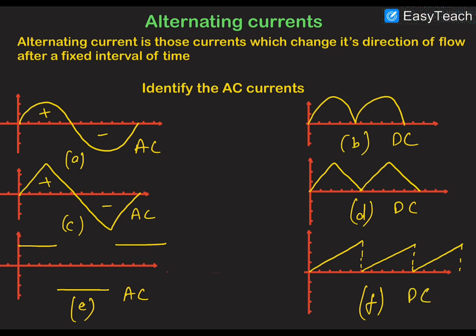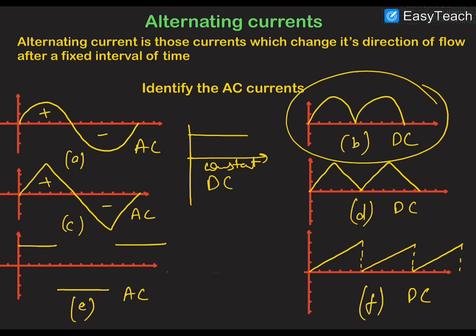DC. But many students show me this graph and say, sir, we have seen that this is a DC current. So this is also DC, but this is constant DC. And this is a variable DC because it is varying with time. So this is the basic difference between DC and AC.